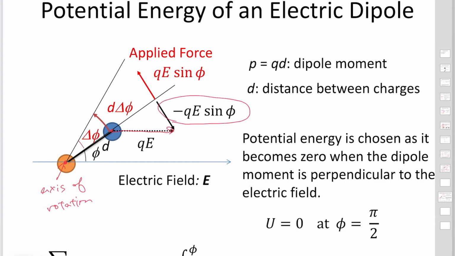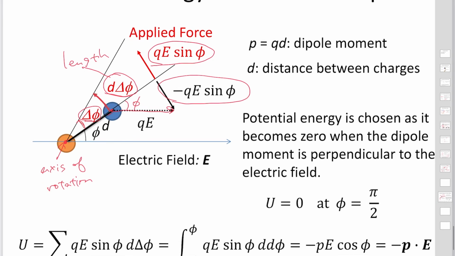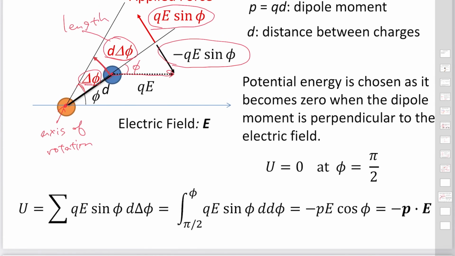This is minus qE sine phi, because this is phi. And as I explained, we need to apply an external force of the same magnitude, qE sine phi, in the opposite direction to rotate this electric dipole, with the length of d sine phi. This is the length. So d sine phi, where d is the distance between the two charges. Delta phi, the change of phi, is small compared with phi. You can calculate the length as d delta phi. Then the potential energy is chosen so that it becomes zero when the dipole moment is perpendicular to the electric field. So this is the electric field. If the electric dipole moment is here, U is 0. So we choose a reference point.